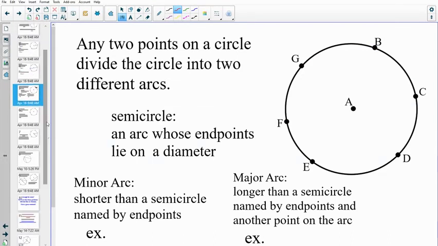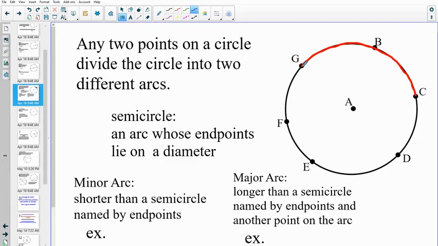If we choose any 2 points on a circle, we divide that circle into 2 different arcs. Now, what I mean by that, I'm actually going to go down here to the minor and major arc. What I mean by that is if I draw this arc GC, that takes care of part of the circle. So this would be minor arc GC.